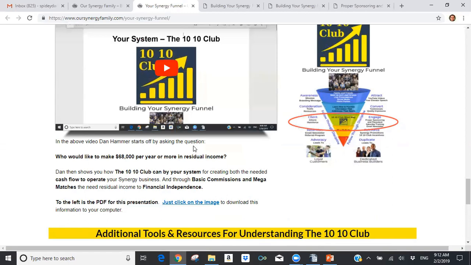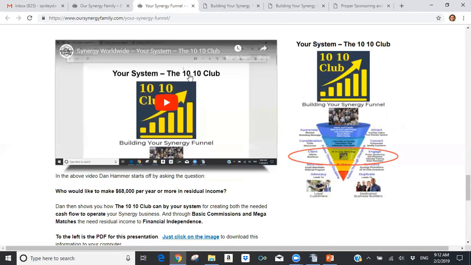Just a brief, quick summary. There are two 10s in the 10-10 Club. The first 10 is related to customers. Your goal is to get prospects to go down through your funnel and convert them into customers, and then from customers convert them into clients, and from clients convert them into advocates.